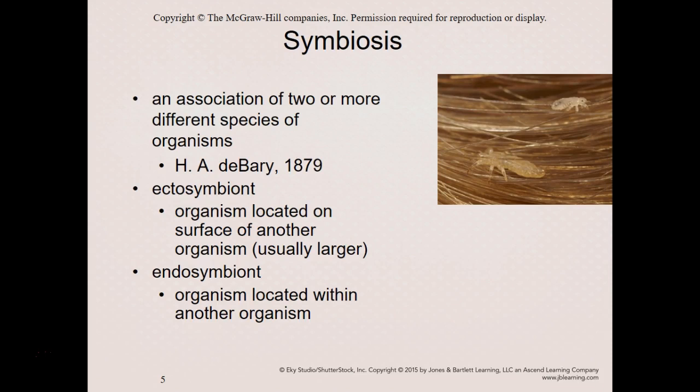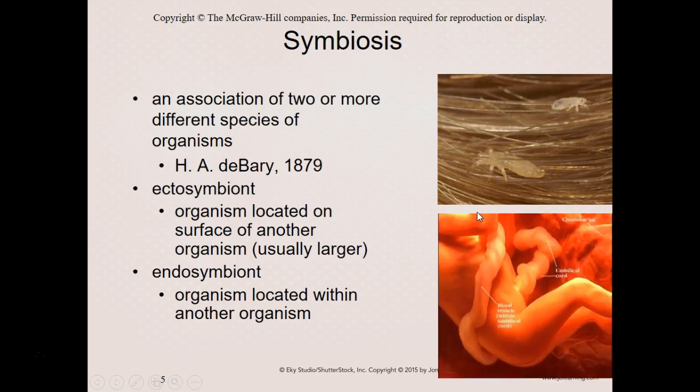Ectosymbiotics are organisms that live on or near the surface of the organism. And so on the side, you can see those little lice that are in this individual's hair. Those are called ectosymbionts. Endosymbionts are organisms that are located inside. Typically, endosymbionts are going to be smaller than the host, whereas ectosymbionts also are usually smaller than the host, but they can be larger than the endosymbionts.